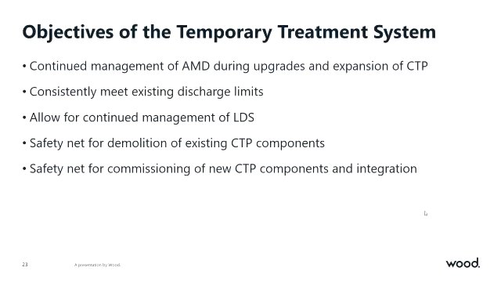So temporary treatment system, key objectives, we had to continue to manage acid mine drainage during the upgrades project. We had to consistently meet discharge limits during those upgrades, and we had to continue to be able to manage low density sludge during that process. And two key objectives were to provide a safety net for demolition of the existing CTP. So again, to help mitigate project risk while we had to go in and do these upgrades.